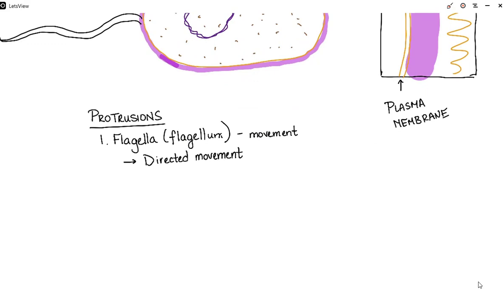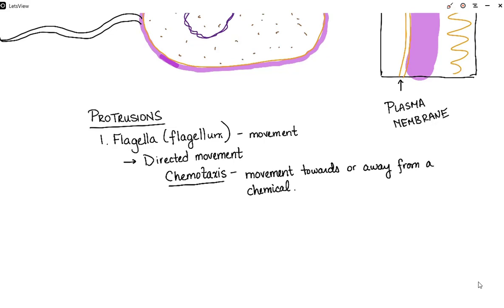So flagella allow for directed movement. Now, what would they be moving towards or away from? If they are moving towards or away from a chemical of some sort, like sugar, or away from a toxin, that's also a chemical. We call that chemotaxis. So the term taxis is like a taxi, which means movement, and chemo refers to chemical. So movement towards or away from a chemical.